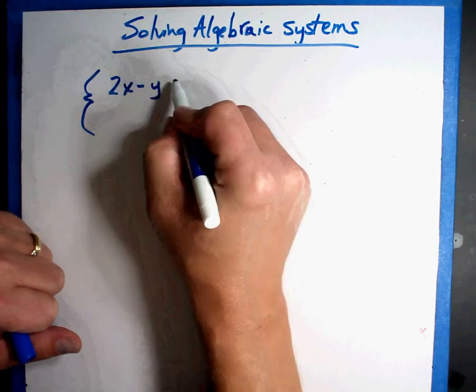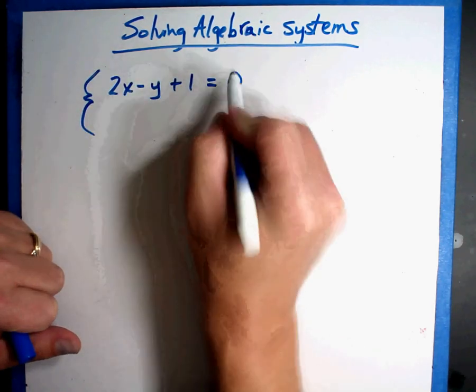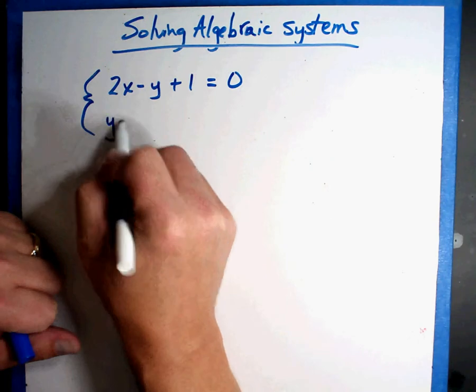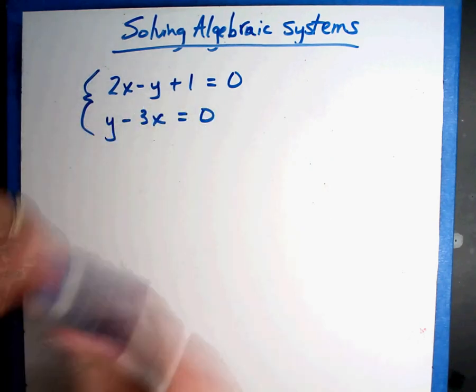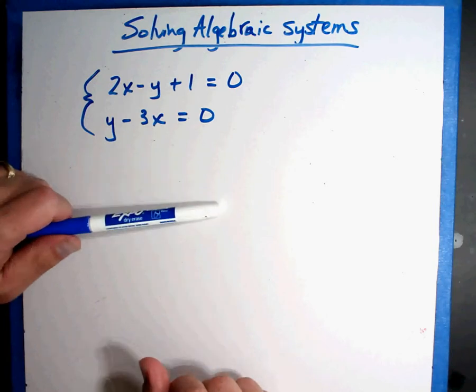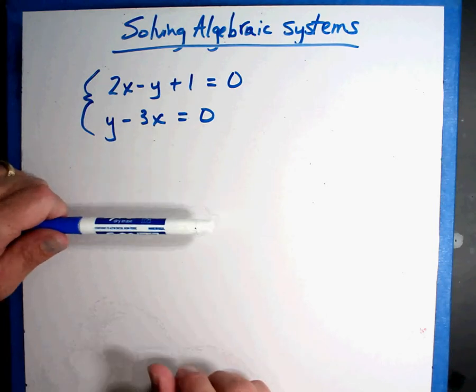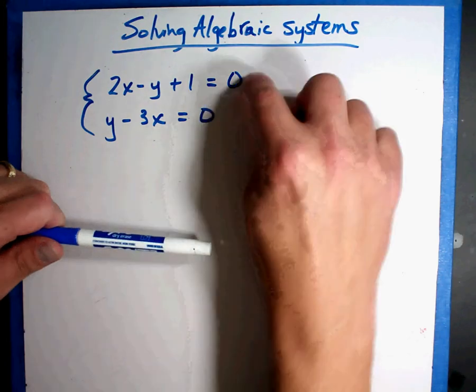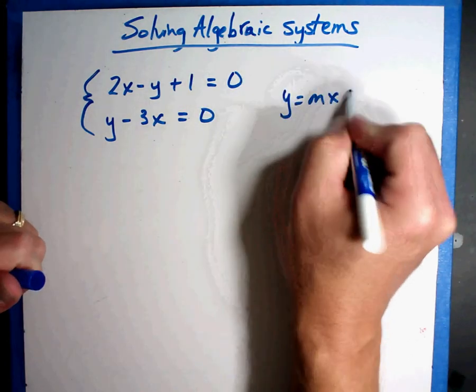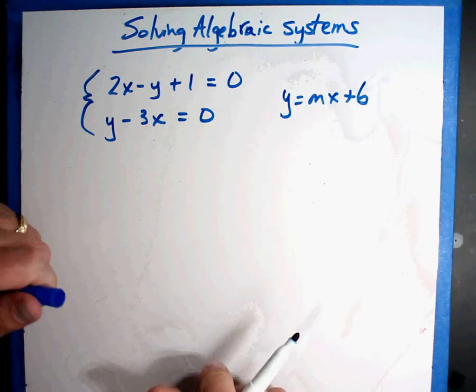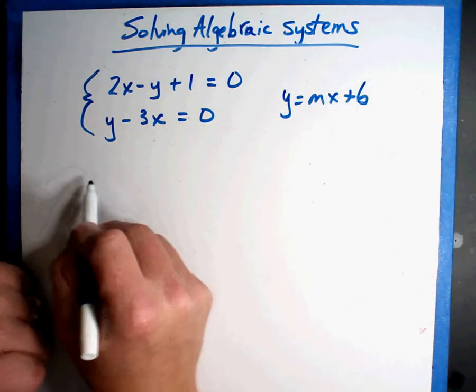2x minus y plus 1 equals 0. This is how it will look when they ask you some of these, and they want you to solve algebraically for this system. Now the first thing you want to know is you can't solve them like this. You're going to have to put them into the y equals mx plus b form first. So let's go ahead and do that to the first one.